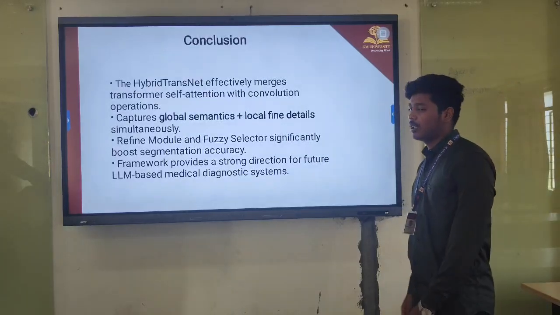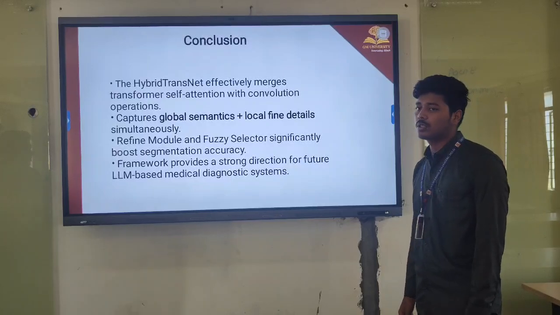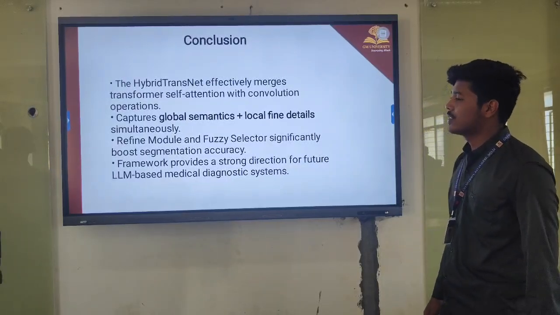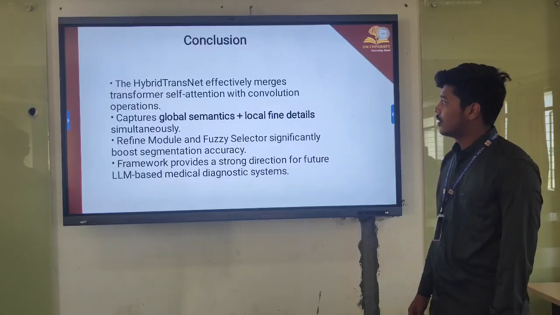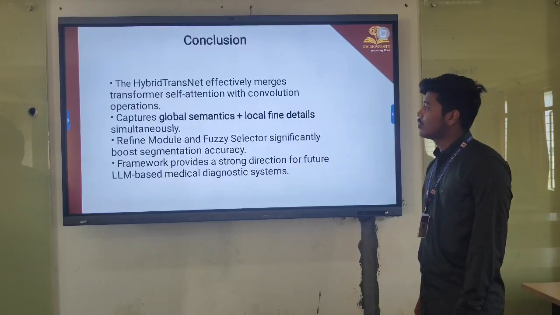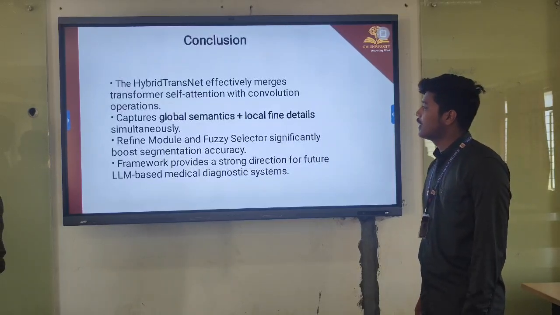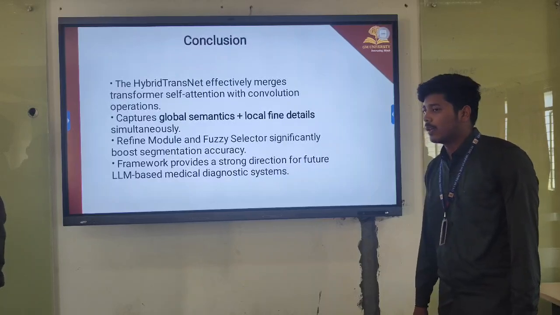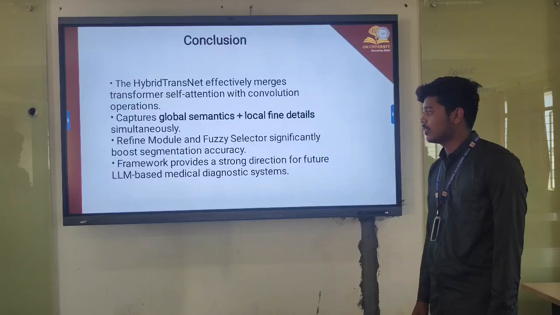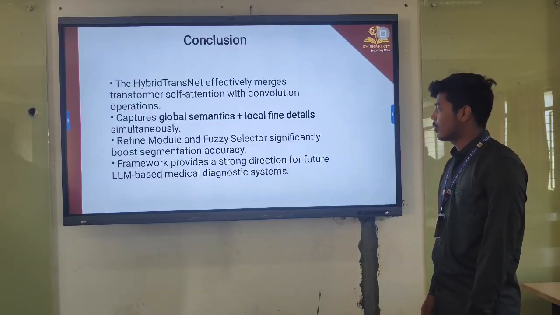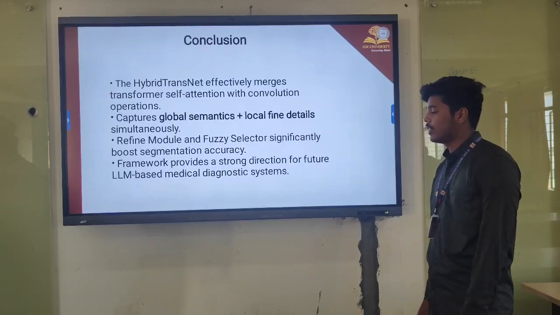Conclusion: the hybrid transformer effectively merges the transformer segmentation with convolutional operations. TransUNet is a special model that combines transformers and convolutional networks, capturing the global semantics and local spatial details simultaneously. The refined model and feature selector significantly boost segmentation accuracy. The framework provides a strong direction for future LLM-based medical diagnostic systems.